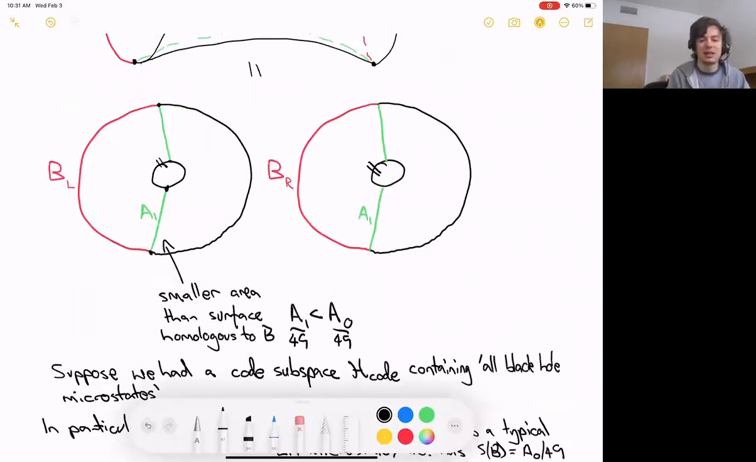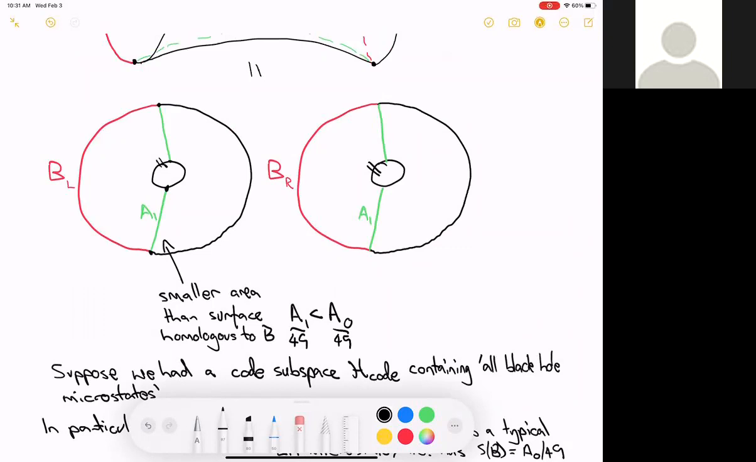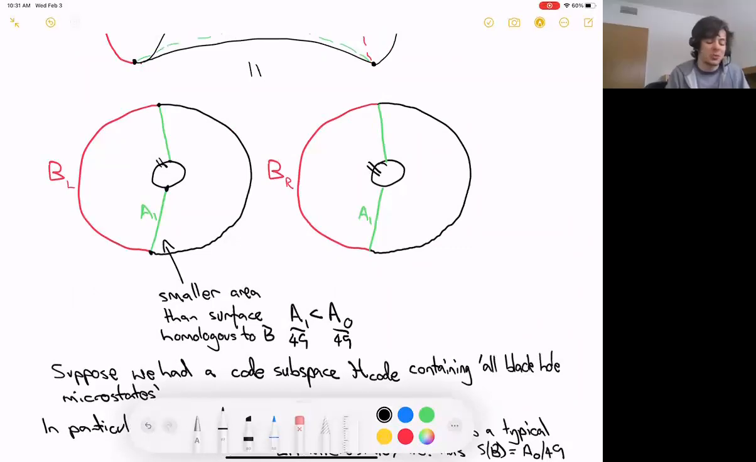And in the appropriate limit, where the bulk physics becomes classical, then g becomes very, very small. So no matter what difference we have between A1 and A0, the difference between A1/4g and A0/4g becomes very, very large, and in particular, it scales linearly with the size of the boundary CFT. The number of qubits in the boundary CFT is proportional to 1/g.